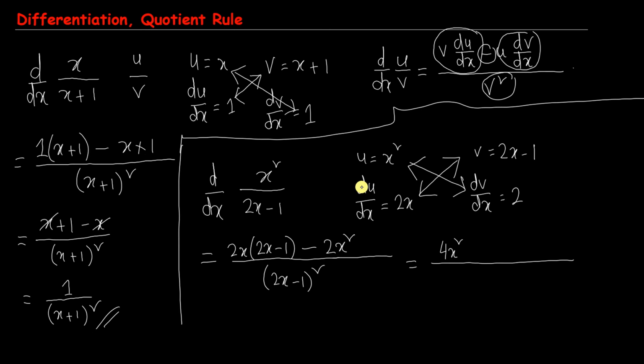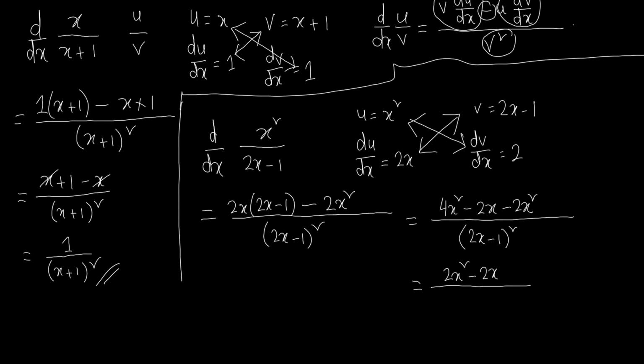Then 2x into 1 is minus 2x, then minus 2x squared, then the remaining part below, 2x minus 1 whole squared. From the top we can subtract 4x squared minus 2x squared, which gives us 2x squared, then again minus 2x. From the below we can write 2x minus 1 whole squared.